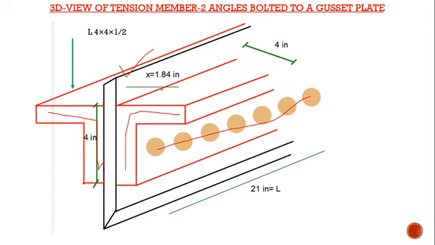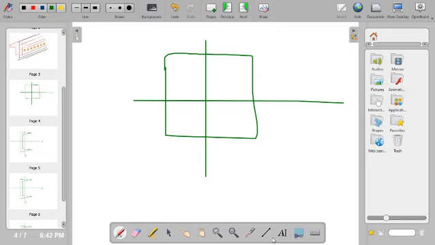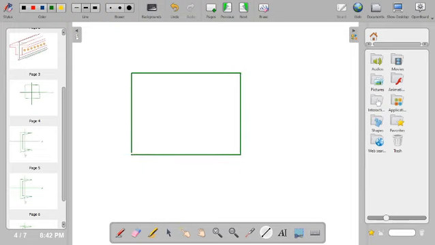Another concept is the centroid. The centroid concept is very easy to understand. For example, we have a figure, and the figure is a rectangle, so I may draw a rectangle here. This figure has two centroids because it's a plane figure.